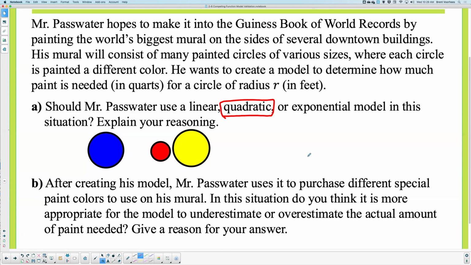Okay, more paint, the bigger the circle gets. There's a different reason. A mathematical reason. It does say radius, but that doesn't necessarily tell you your answer. Why would this be quadratic? Let me ask you this. What principle did I just use doing this? Is this perimeter? Is this area? Is this volume? What did I just do here?